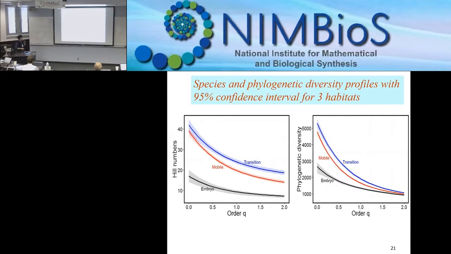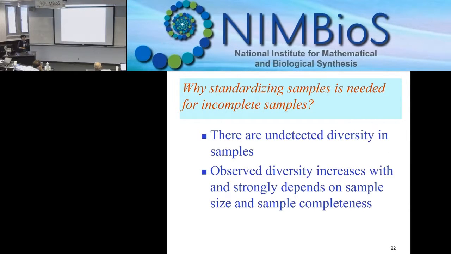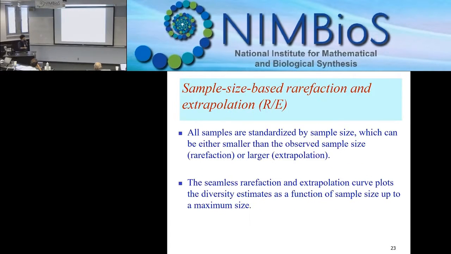For this data set, we have observed all species in this small data set. However, in ecology, some sampling data are incomplete. That means there is undetected diversity in samples. So we need a standardization method, because observed diversity strongly depends on sample size and sample completeness, especially when people use different scales, so you cannot compare empirical diversity directly. We need some standardization method.